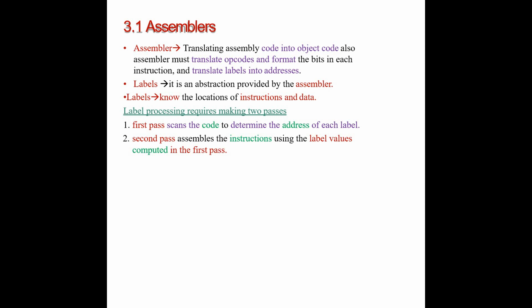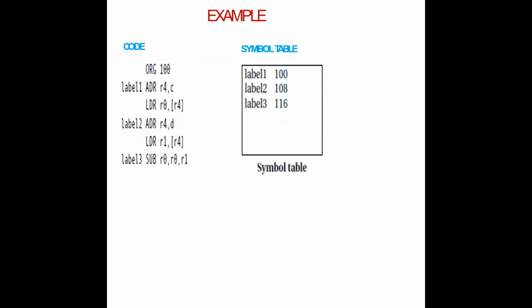So coming to assemblers, the assembler translates the assembly code into object code. Also, the assembler must translate opcodes and format bits in each instruction and translate labels into addresses. The label is an abstraction provided by the assembler. The labels know the location of the instructions and data. So label processing requires two passes. That is, the first pass scans the code to determine the address of each label. In the second pass, it assembles the instructions using the label values computed in the first pass.